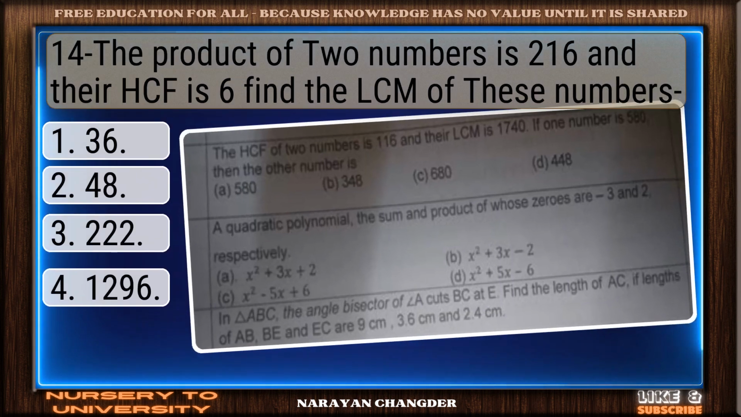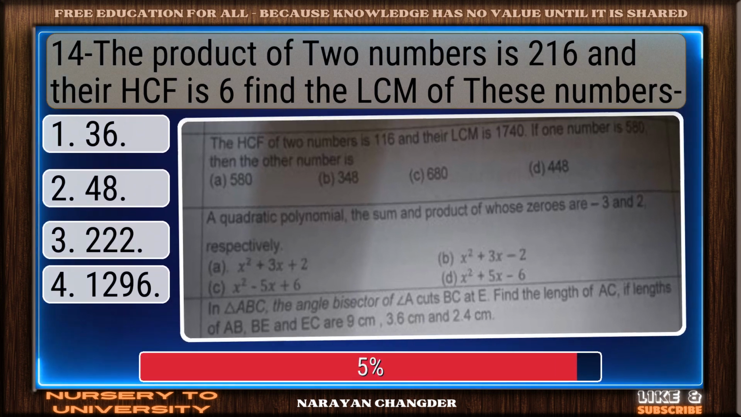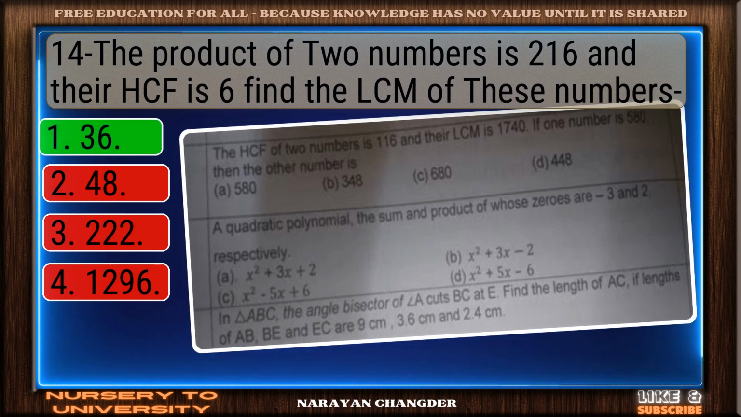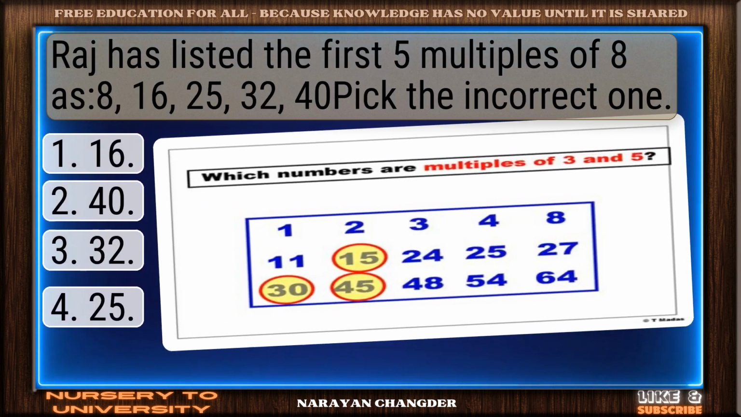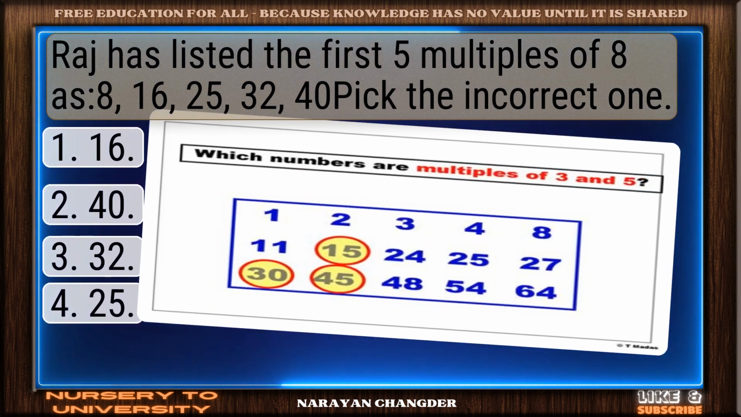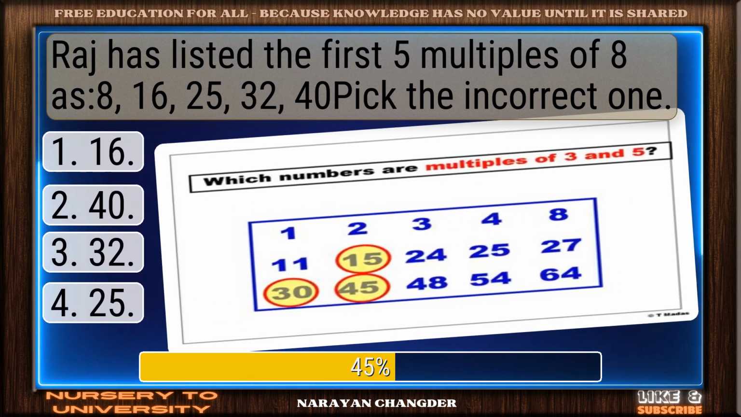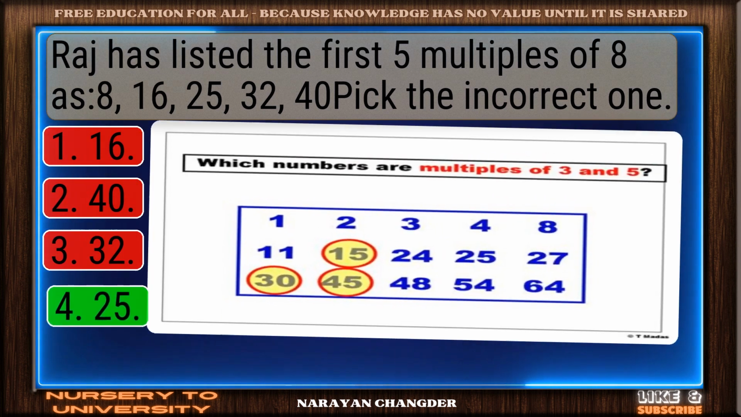The product of 2 numbers is 216 and their HCF is 6. Find the LCM of these numbers. Correct response. 36 is the most accurate answer. Raj has listed the first 5 multiples of 8 as 8, 16, 25, 32, 40. Pick the incorrect one. Perfect. 25 is the correct choice.